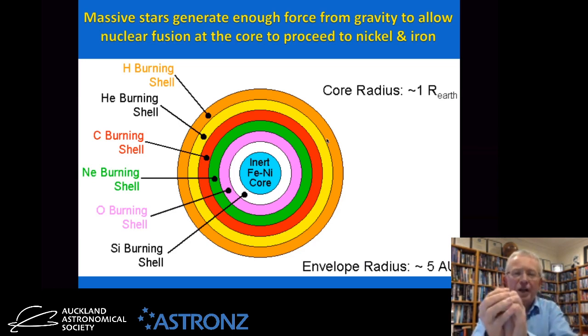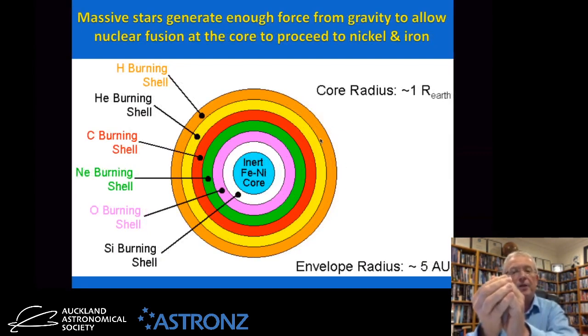And the core is no longer propped open with nuclear fusion, because fusion up to that point generates energy. If you try to fuse iron with nickel or itself, you need to put energy into the system, you don't get energy out. So that core, suddenly no longer propped up, instantly collapses.